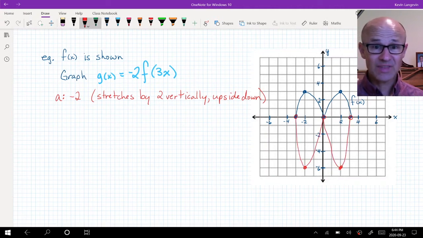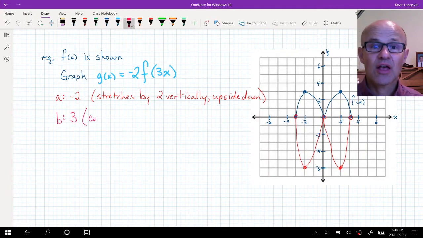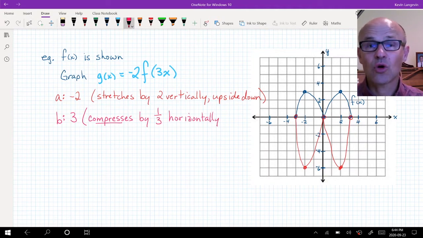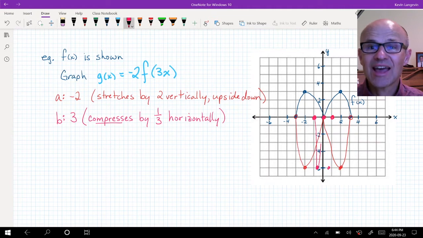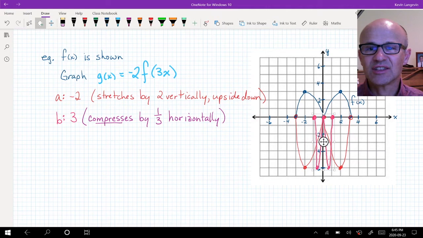So the a value, I've just drawn it on the screen. It should make sense to you. The 3 is going to turn into a third and compress the graph horizontally inwards towards the y-axis. All of my x values I'm compressing inwards by a third. I end up with a very squished graph. I'm just redrawing it in purple because it wasn't easy to see in pink.